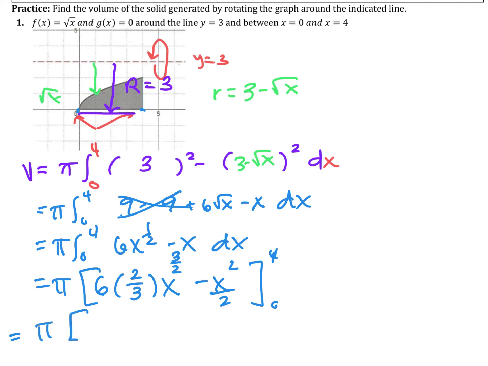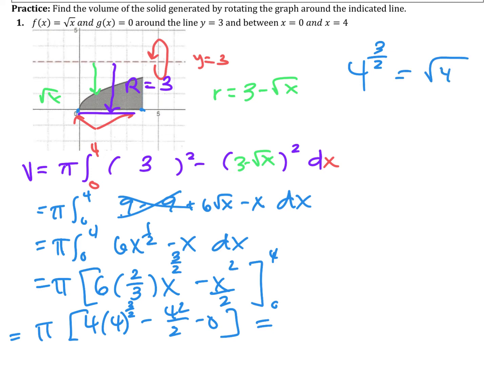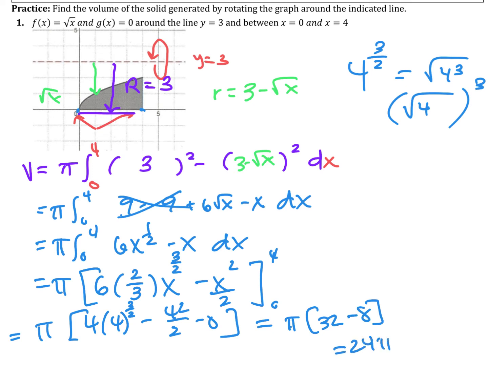So 6 times 2 is 12. 12 divided by 3 is 4, and I'm going to go ahead and substitute in 4. Minus 4 squared over 2 minus 0. Now, just as a reminder, 4 to the 3 over 2 is the same thing as the square root of 4 cubed. Either way, that's going to give you 8. We're multiplying that 8 by 4, which is going to give us 32. And then 4 squared is 16 divided by 2 is 8. So this is going to give us 24 pi units cubed.